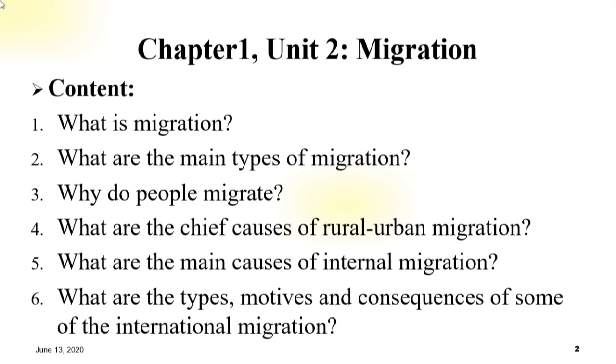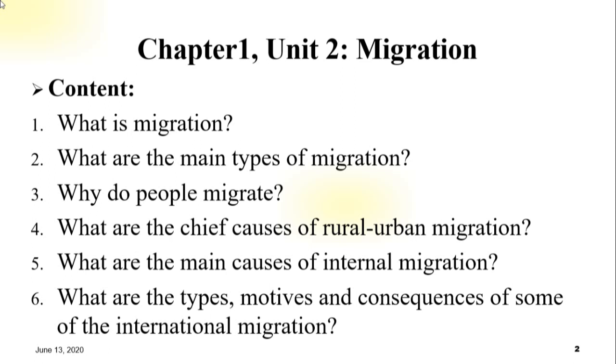What are the chief causes of rural-urban migration? And number 4, what are the chief causes? The word chief causes means you can use the word main causes of rural-urban migration. Like number 5, what are the main causes? The main causes and the chief causes, you can use both of them. What are the main causes of internal migration? And number 6, what are the types, motives, and consequences of international migration?